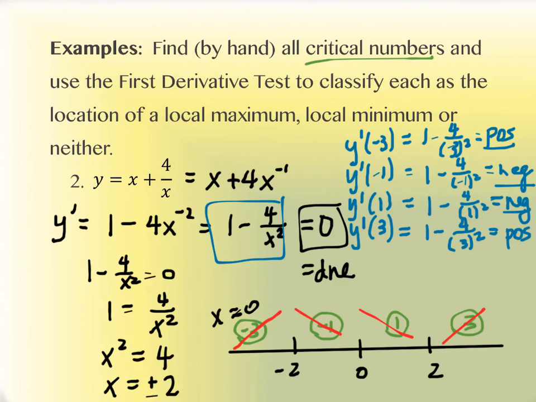So take a look at the picture down here. If I am increasing and then I'm decreasing, what happens at x equal -2? This is a max. We'll write our answer out in a minute. Over here, if I'm decreasing and then I'm decreasing, what happens at 0?